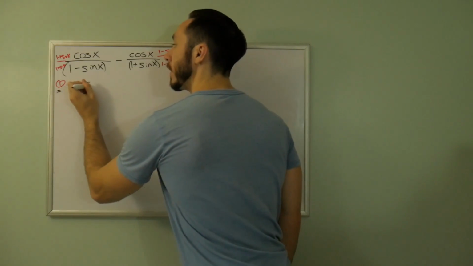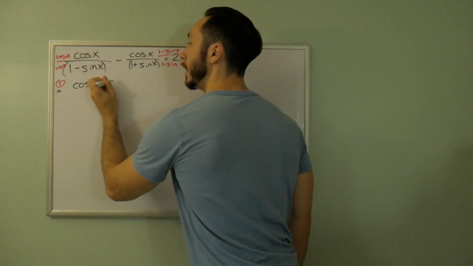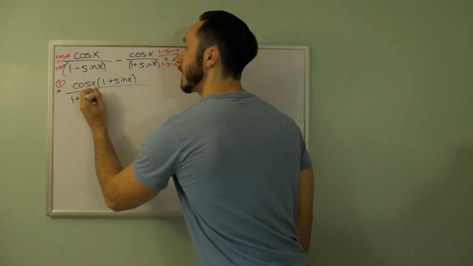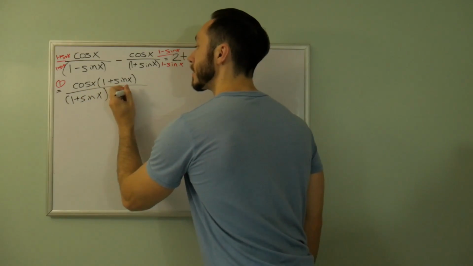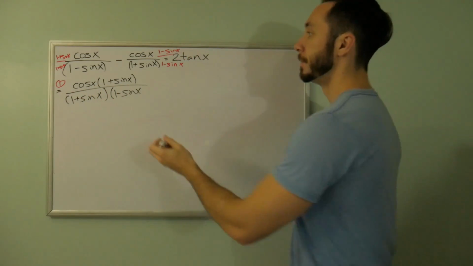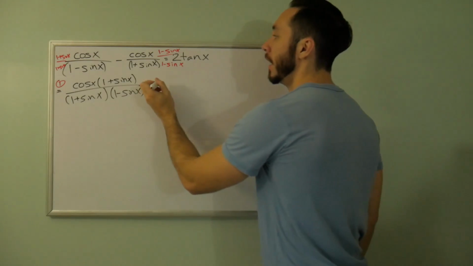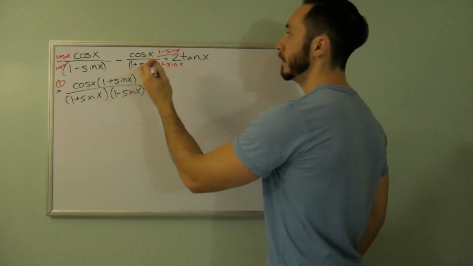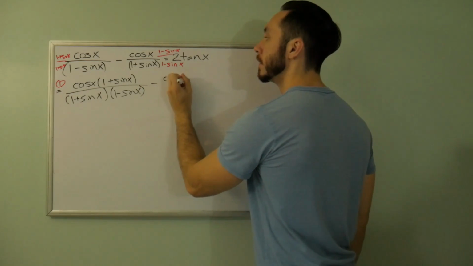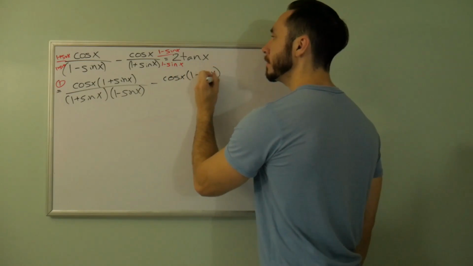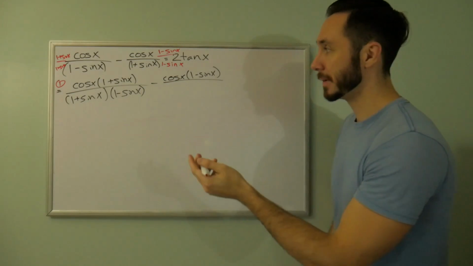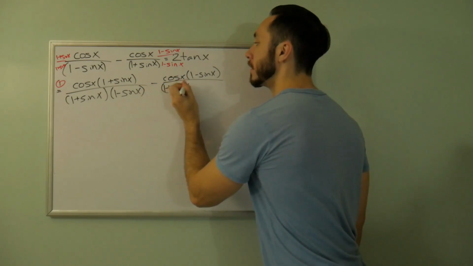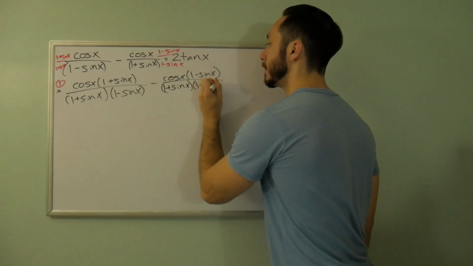Up top, I'm going to have cosine x, and that's being multiplied by 1 plus sine x. This is all over 1 plus sine x times 1 minus sine x. Always close your parentheses. We're subtracting off pretty much the same thing on the other side here. So we have cosine x times 1 minus sine x. This is all over, well, the same denominator, right? That was the whole point. So we have 1 plus sine x times 1 minus sine x.